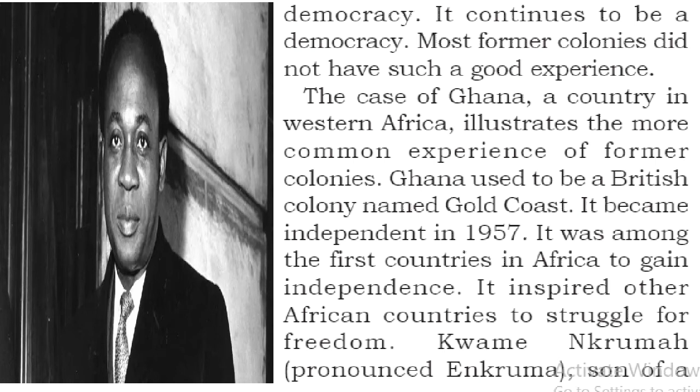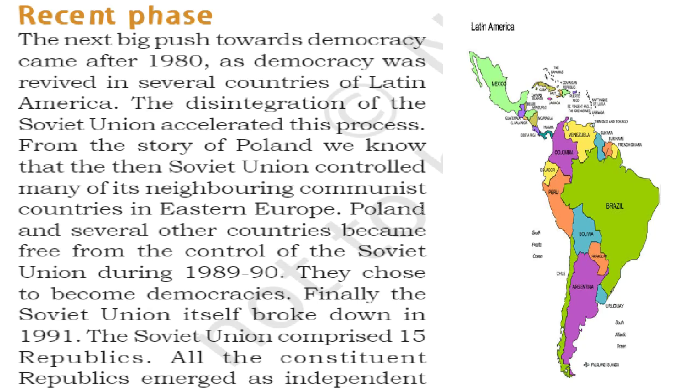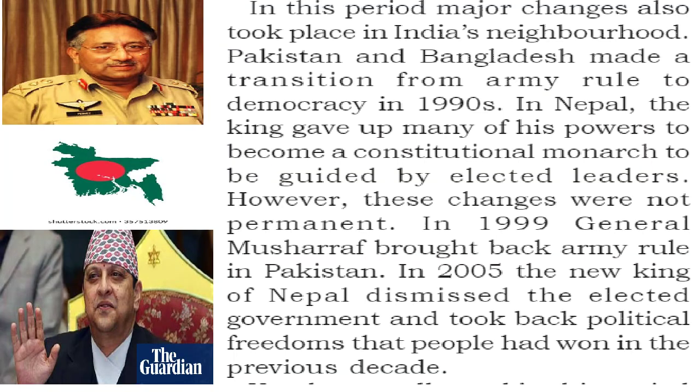He attained independence, and here the military rule was overthrown during the 1990s. And we had Bangladesh, and then Pakistan, which attained a kind of independence. However, in 1999, Musharraf brought back army rule in Pakistan, and in 2005, the king dismissed the elected government in Nepal. So, these are the conditions during that time. Democracy was attained, then later military rule came up and it again shifted to democracy, and so on and so forth.